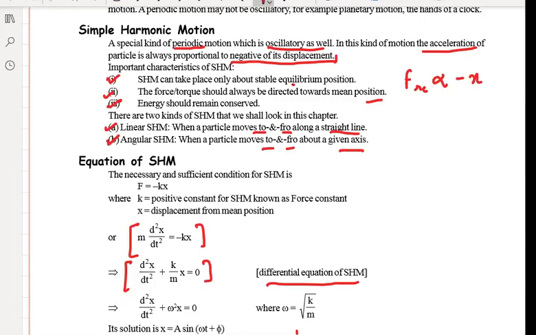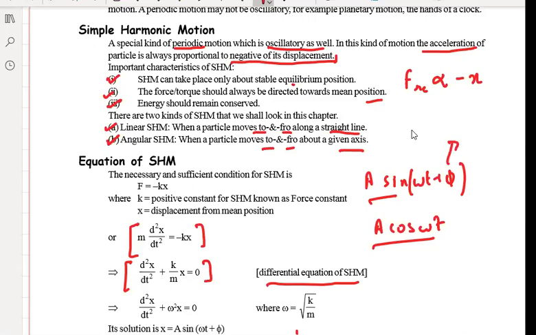Now, when you talk about the solution, it is x equal to A sine omega t plus phi. And what we thought was A cos omega t. Now, tell me, which is right? This one or this one? Both, exactly. Because this phi represents the initial position, the initial phase. This is called the phase.